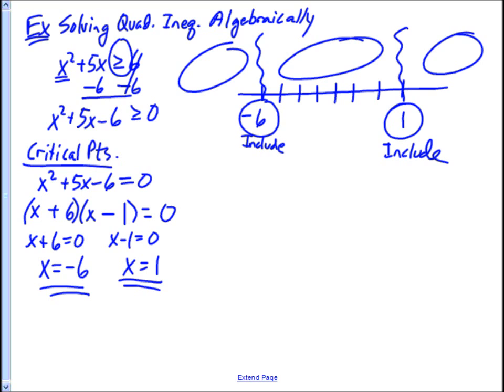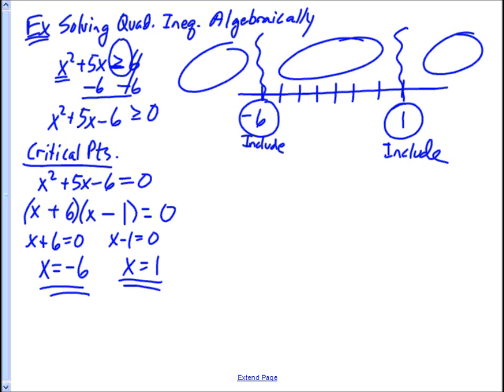1 squared plus 5 times 1, 1 plus 5 is 6. Is 6 greater than or equal to 6? Sure, it's or equal to 6, isn't it? Okay, so the negative 6 and the 1 is included when you have an or equal to sign on these. Okay, so the critical points will also be part of our solution.